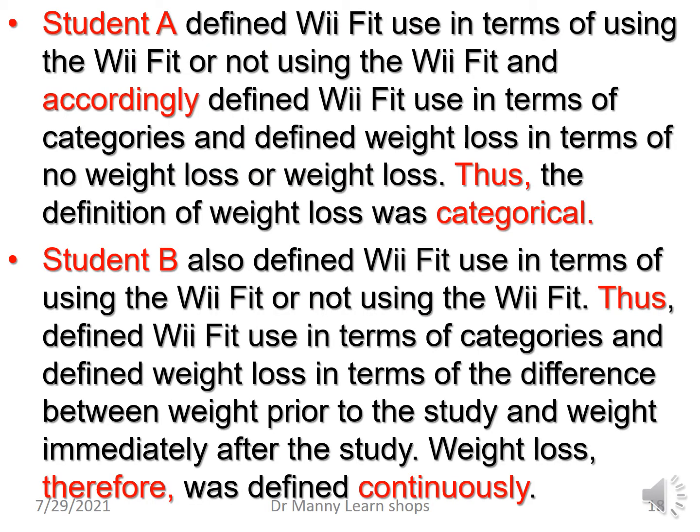Student A defined the Y-Fit use in terms of using the Y-Fit and not using the Y-Fit, and accordingly defined the Y-Fit use in terms of categories, and defined the weight loss in terms of no weight loss and weight loss. Thus, the definition of weight loss was categorical. Student B also defined the Y-Fit use in terms of using the Y-Fit or not using the Y-Fit, thus defined the Y-Fit use in terms of categories, and defined weight loss in terms of the difference between weight prior to the study and weight immediately after the study. Weight loss was therefore defined continuously.